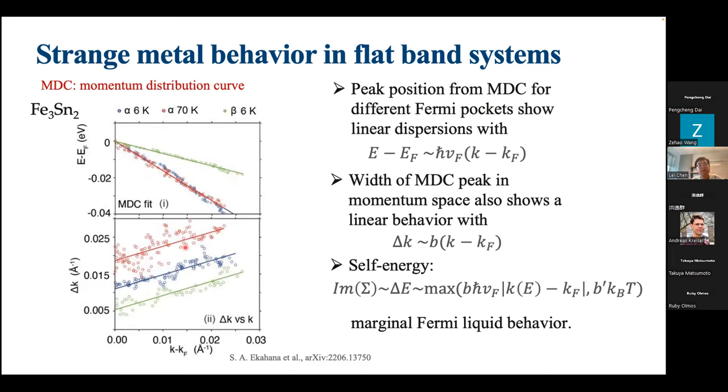And combining these two points, it indicates that maybe the self-energy in this system also has this linear in omega or linear in T scaling behavior, which is consistent with the prediction of the so-called marginal Fermi liquid behavior. And all this evidence shows that in a kagome lattice, there is a great chance to realize a non-Fermi liquid.